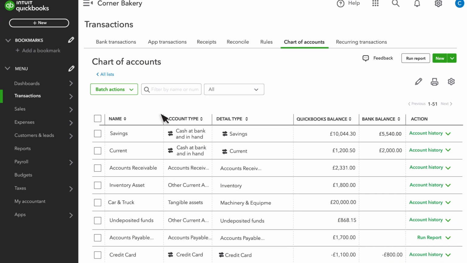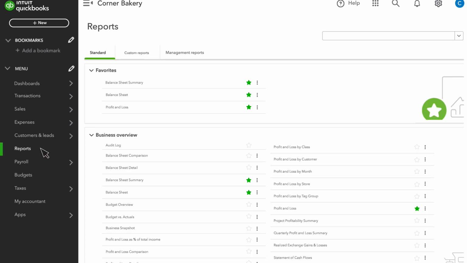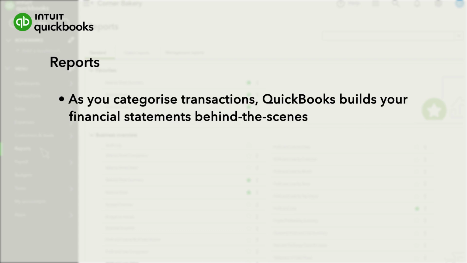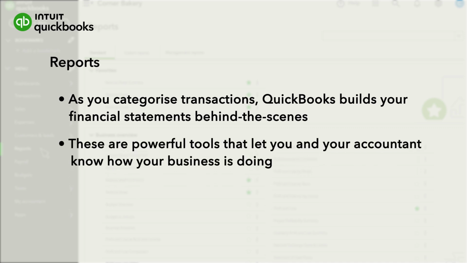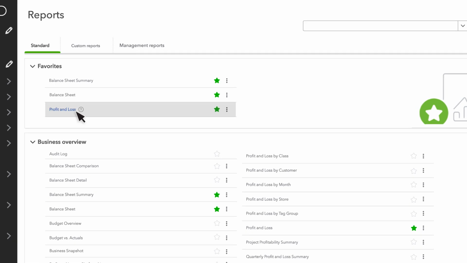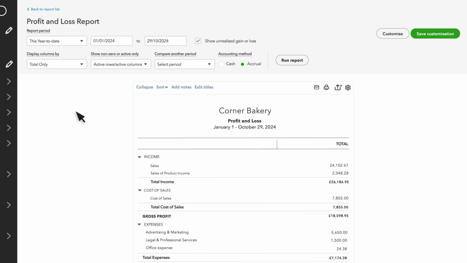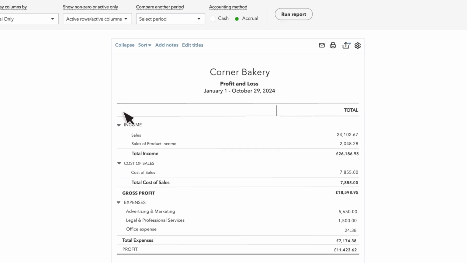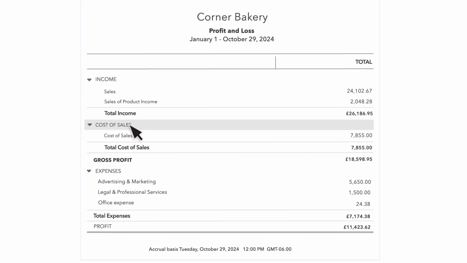Now let's look at a report. Go to Reports. As you categorize transactions, QuickBooks builds your financial statements behind the scenes. These are powerful tools that let you and your accountant know how your business is doing. Let's look at the Profit and Loss Report. The Profit and Loss Report shows all your income, cost of sales, and expenses for a specific period. These are the same accounts you see in your chart of accounts.